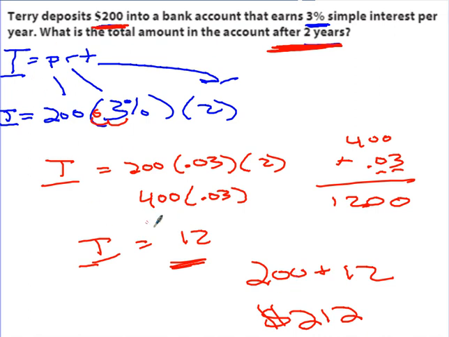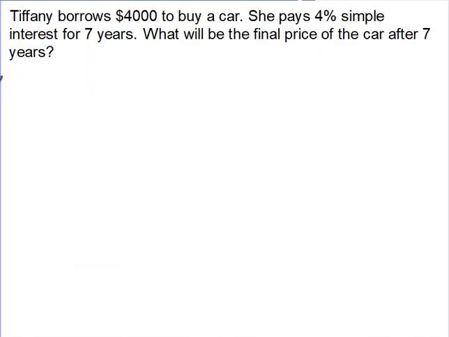Okay? So she earned $12 extra just for letting her money sit in the account, because that's how interest works sometimes. There's a lot of different types of interest, but this is simple interest, and there's different types of accounts. Not every account earns the same rate or over the same amount of time, and so on and so forth. So here we go.